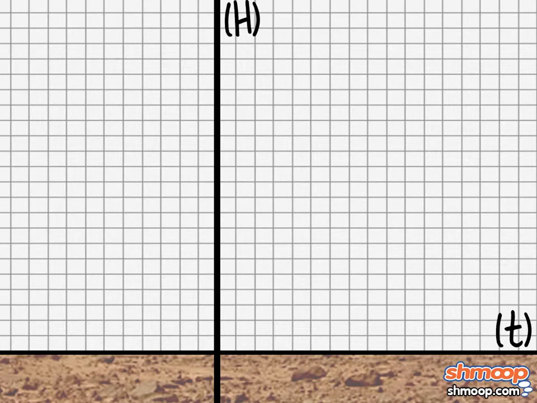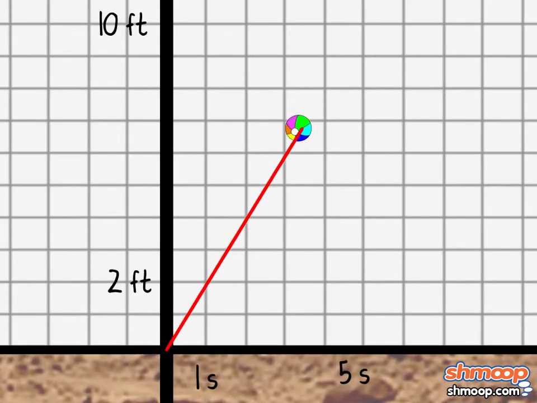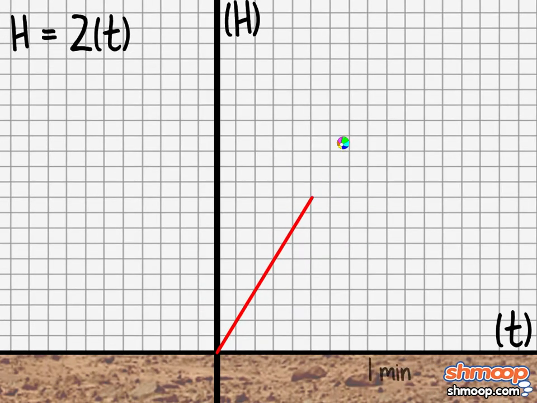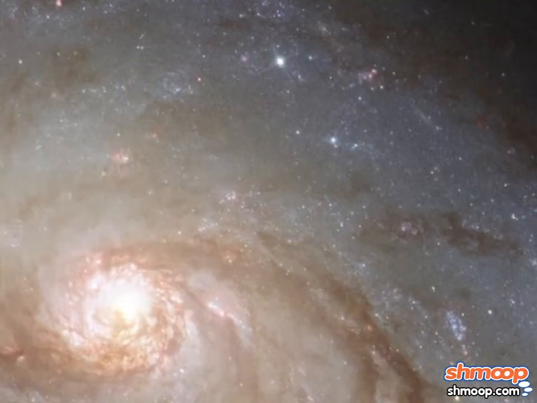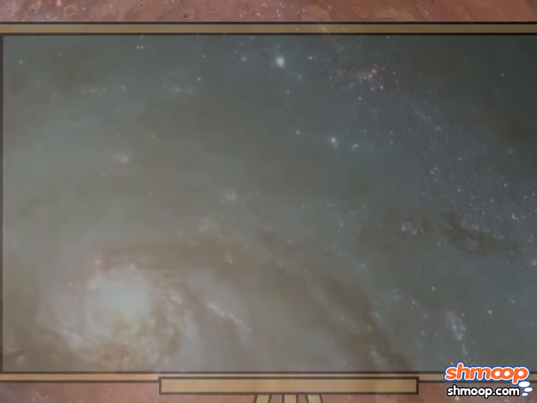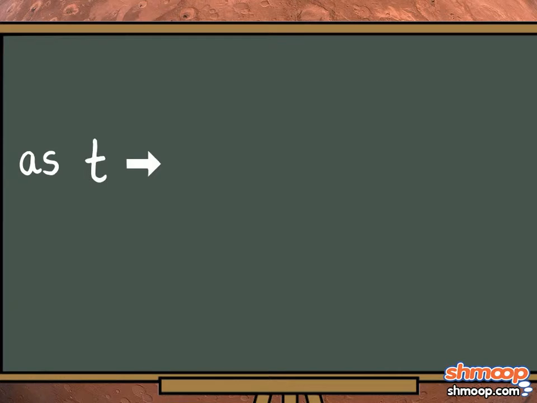The first planet has a gravity equation of h equals 2t. 1 second after the ball hits the ground, it's at 2 feet. After 5 seconds, the ball is at 10 feet. At a minute, it's at 120 feet, and so on. As more and more time passes, that is, as t approaches infinity, the ball will reach an infinite number of meters above the planet. Therefore, in math terms, we can say that as t approaches infinity, h also approaches infinity.